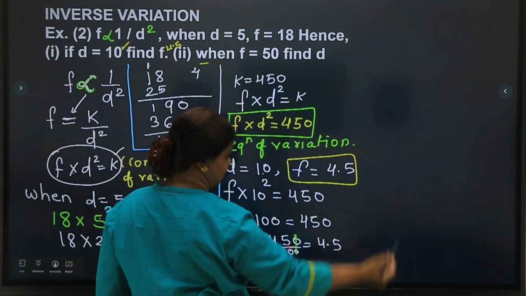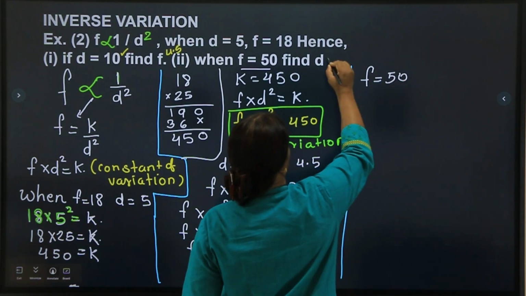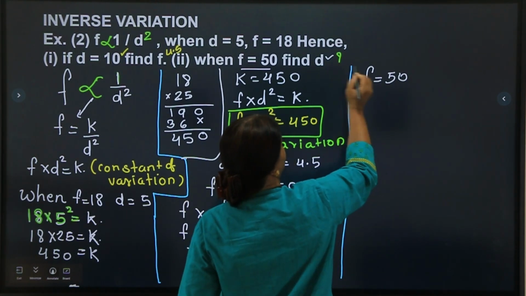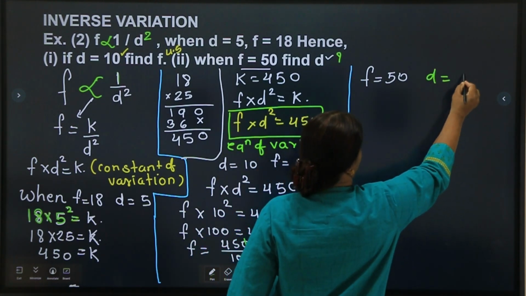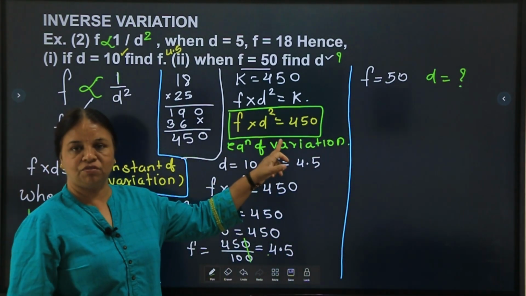Now in another case, we have to find D. So D is equal to question mark. Clear? We know this is our equation of variation, children.